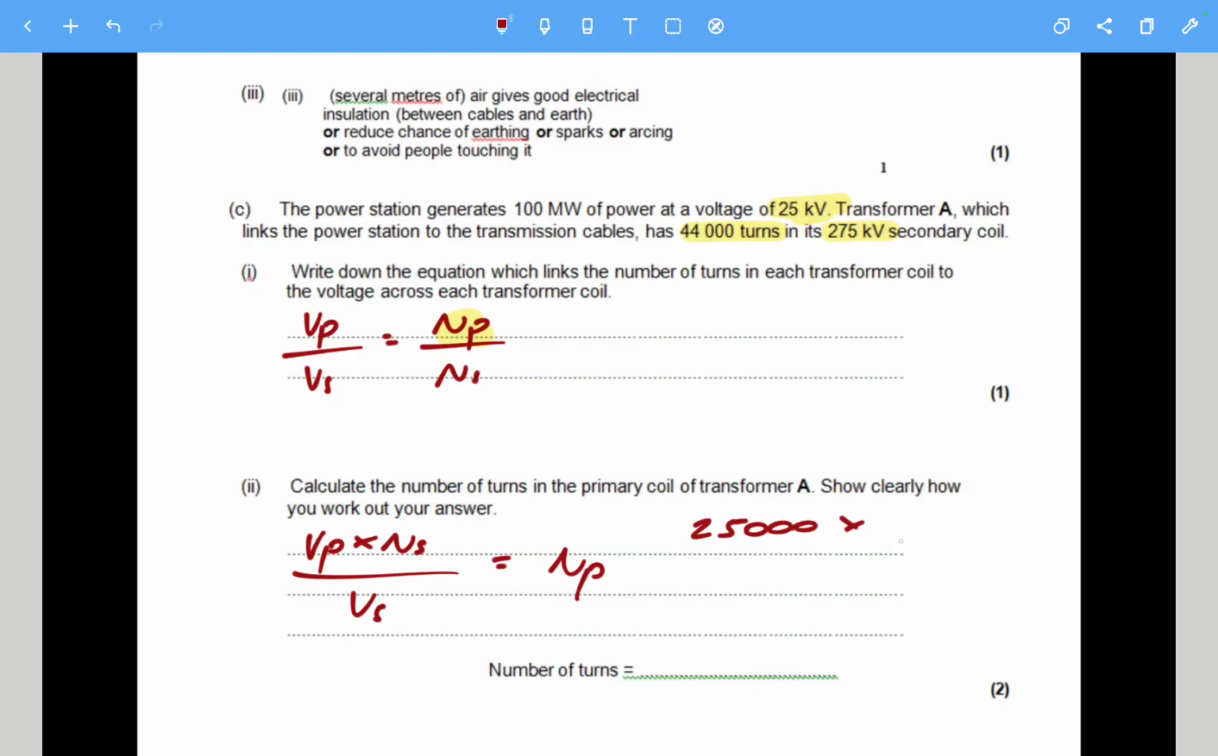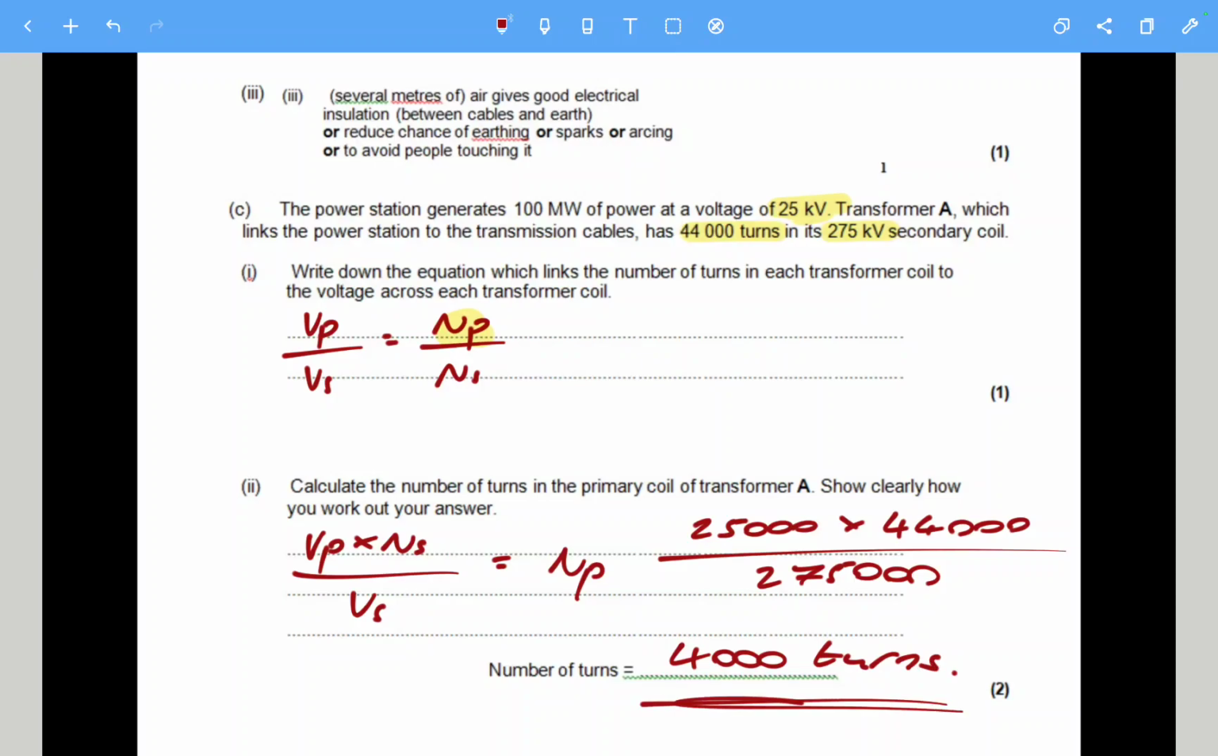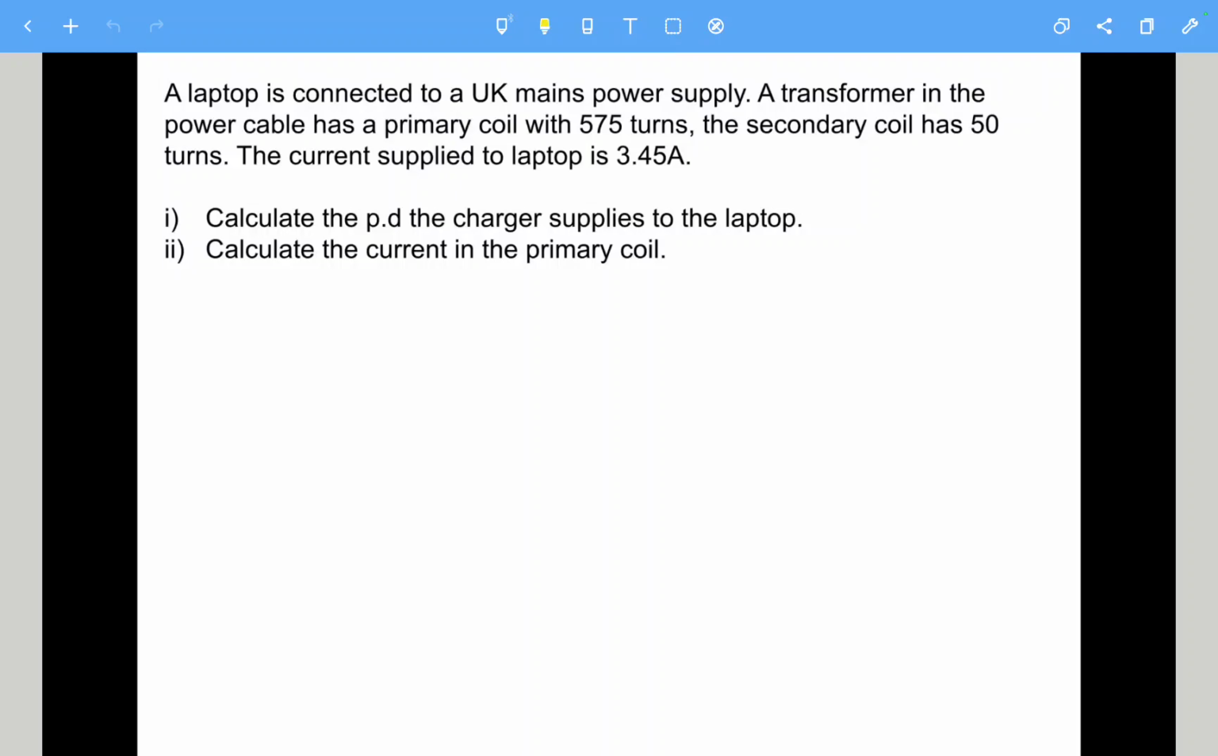Multiplied by number of turns on the secondary, 44,000, divided by voltage secondary, which is 275,000, which gives us 4,000 turns. Right, just one more question left. It's quite a challenging one, so if you want to pause and have a go at this one.